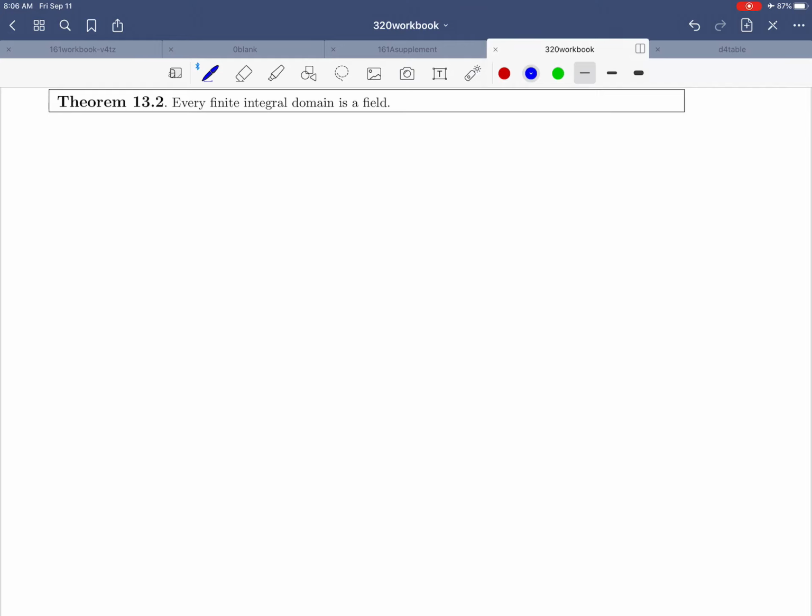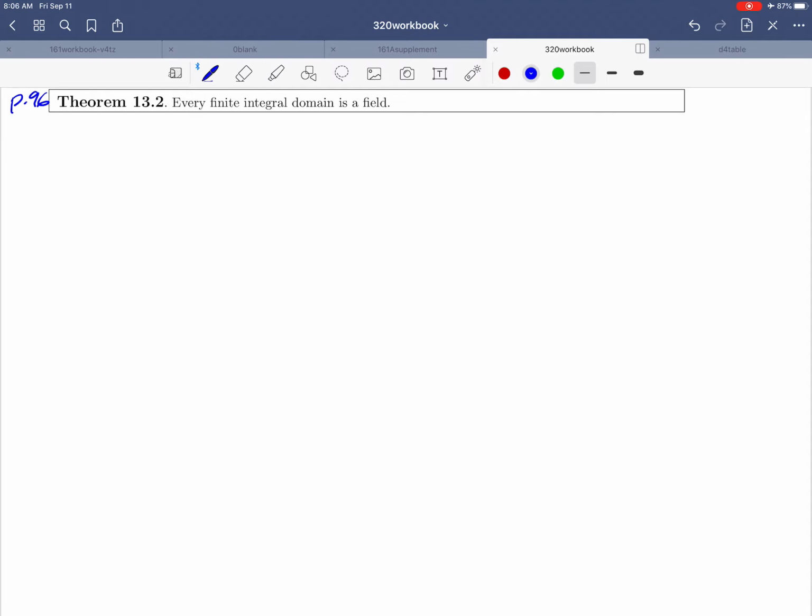Hello everybody, and welcome to Theorem 13.2. We are still looking at page 96 here, and we are about to prove a very interesting little theorem that relates integral domains and fields. Okay, let's read this together. It tells us simply that every finite integral domain is a field.